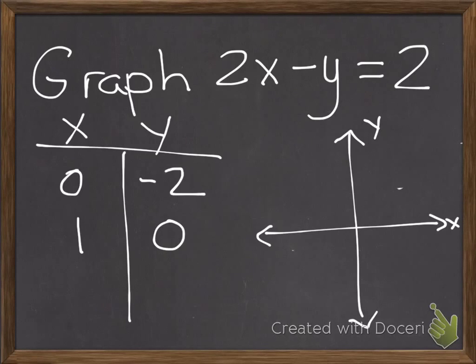So I'd go to 1, 0 and put a point, and then I'd go to 0, negative 2 and put a point, and connect my 2 points with a line. And that would be my graph using a table.